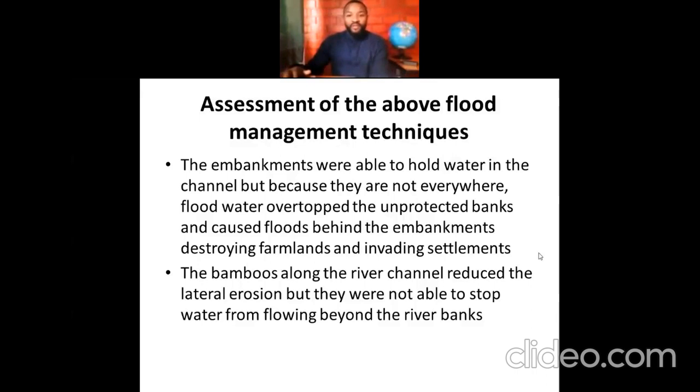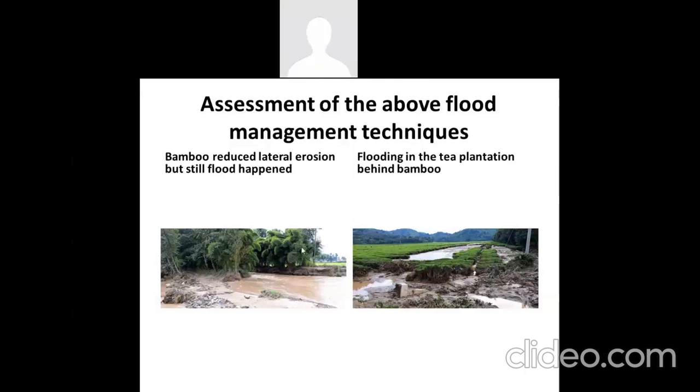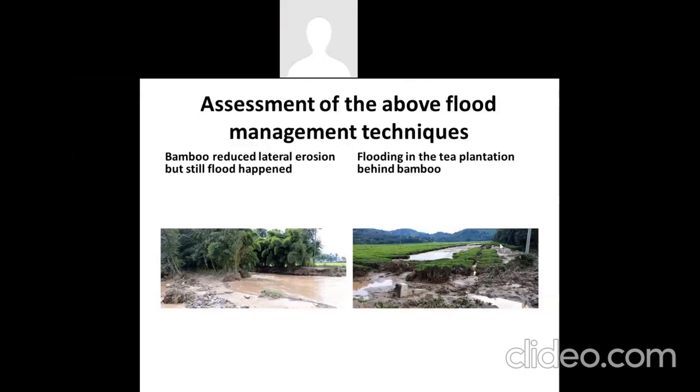Bamboos that were planted along the river channel reduced the lateral erosion, but they were not able to stop floodwater from flowing beyond the banks. As you can see here, bamboos are still there. Some of them started to fall down, but you see the lateral erosion was managed, but still floodwater was able to go beyond the bamboos because they cannot still hold water in the channel. See, this is tea plantation that was flooded behind the bamboos. These are bamboos. The river is like here.